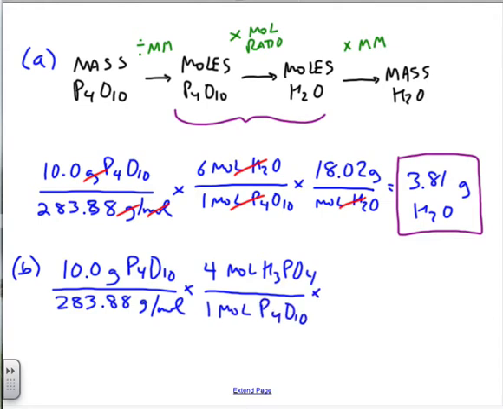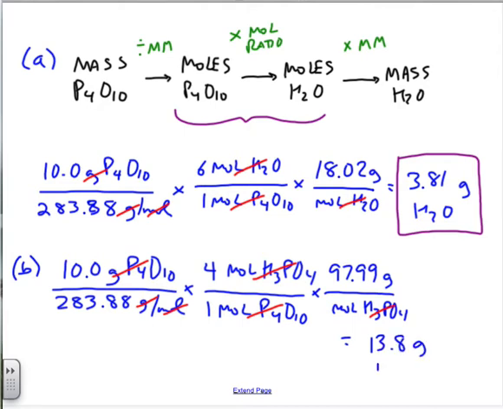And then I'll multiply that by the molar mass of phosphoric acid, which is 97.99 grams per mole. Grams of P4O10 cancel grams of P4O10. Moles of P4O10 cancel moles of P4O10. Moles of phosphoric acid cancel moles of phosphoric acid. And I'm left with 13.8 grams of phosphoric acid.